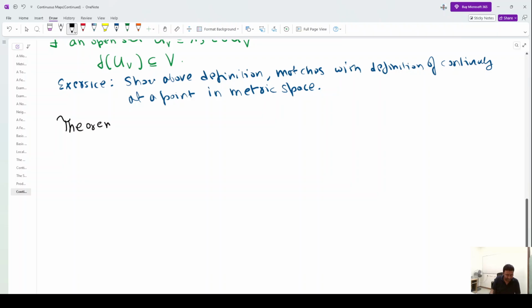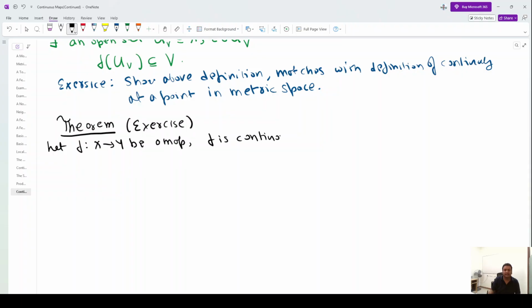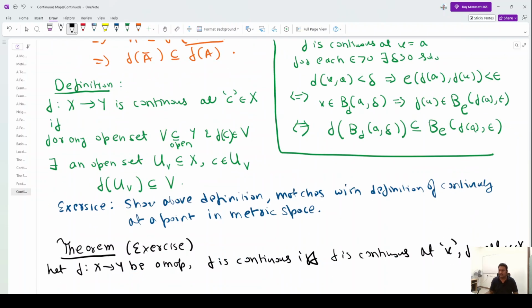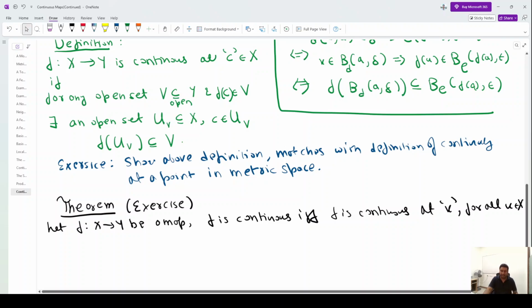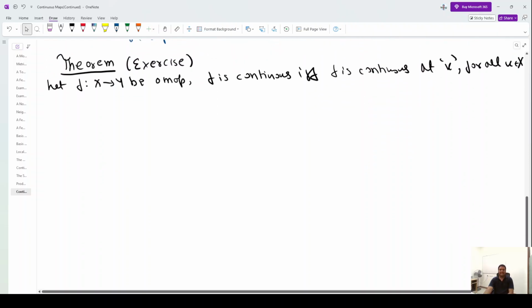Theorem, which is also an exercise. Let f from X to Y be a map. f is continuous if and only if f is continuous at x for all x in X. So if it is continuous, then it is continuous at each point x, and conversely. I hope you guys can do this. It's not very hard.